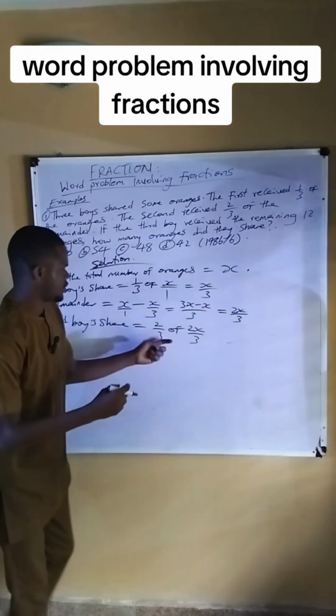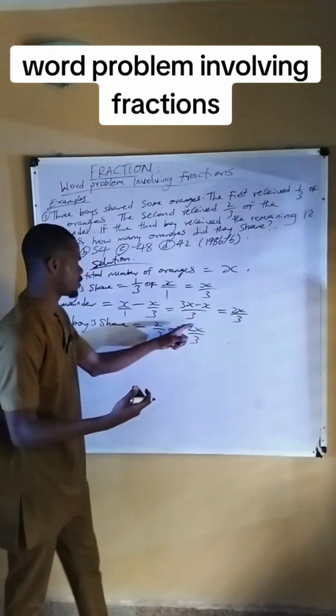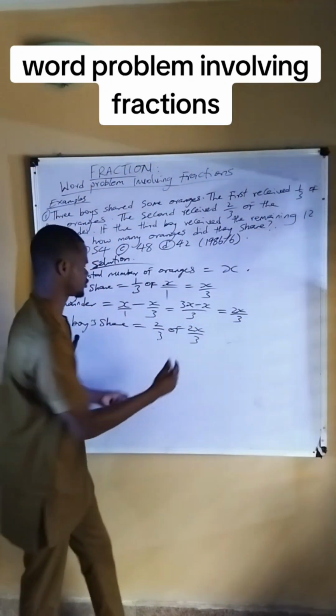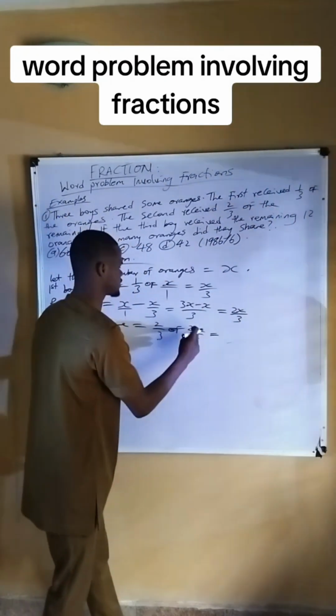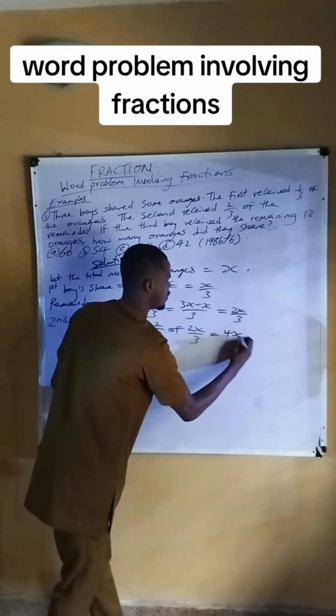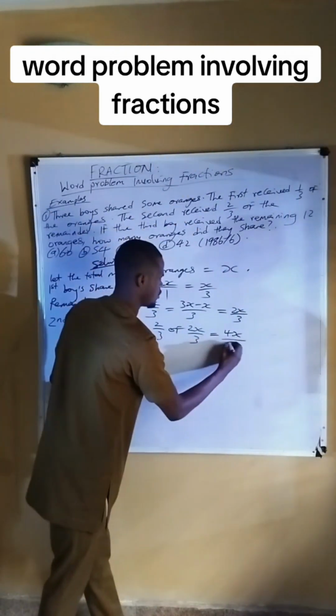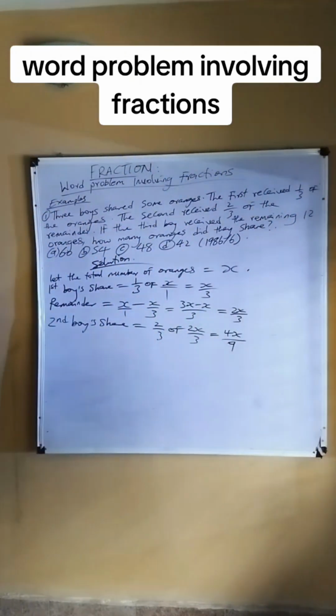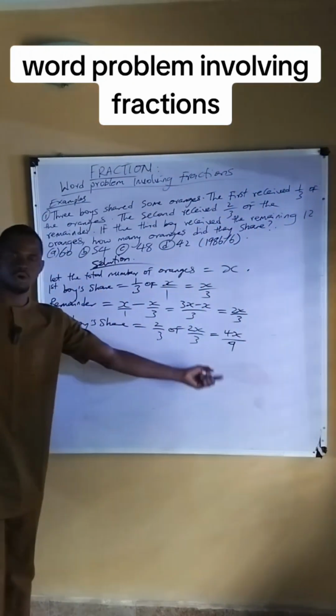Now, you are multiplying the two fractions. The numerator multiplies the numerator, and the denominator multiplies the denominator. You are going to have 2 times 2 will give us 4, all over 3 times 3, which will give us 9. That will give us the second boy's share.